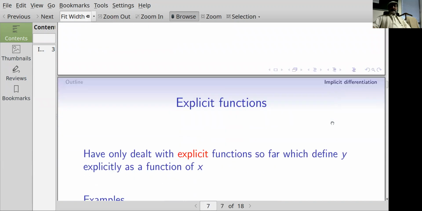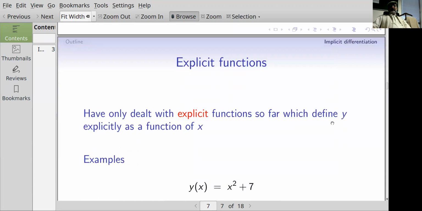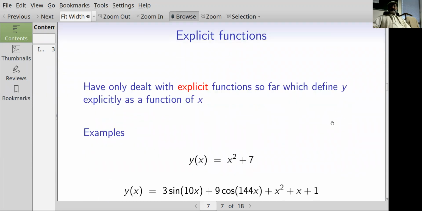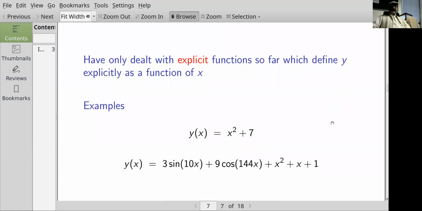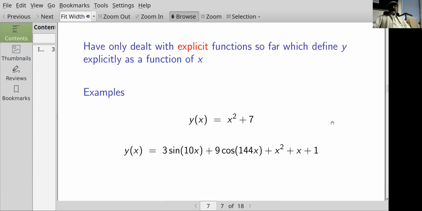In implicit differentiation, you would have to solve for dy by dx. Okay, so so far we've been dealing with explicit functions. If you look at these two expressions, we have y of x is equal to some function of x, x squared plus 7. In the second one, you have y of x is equal to some function only of x, 3 sine of 10x plus 9 cos of 144x plus x squared plus x plus 1.